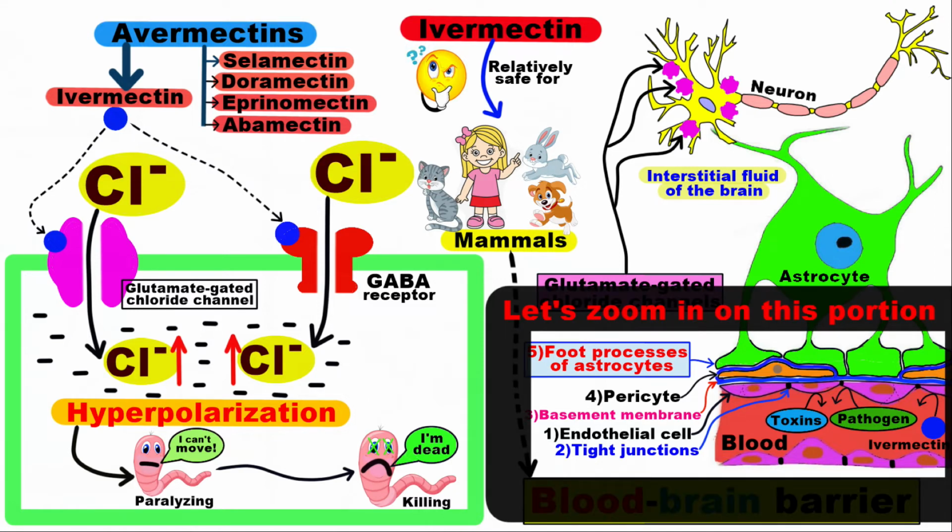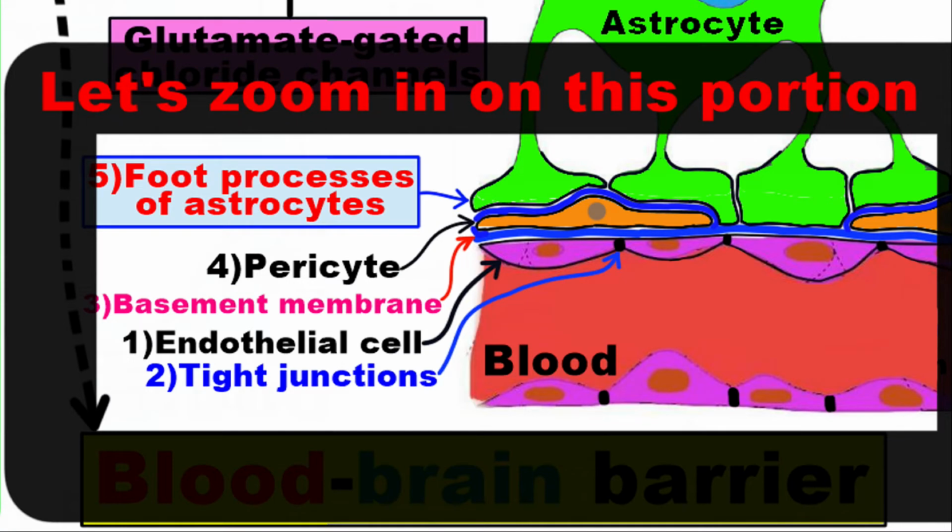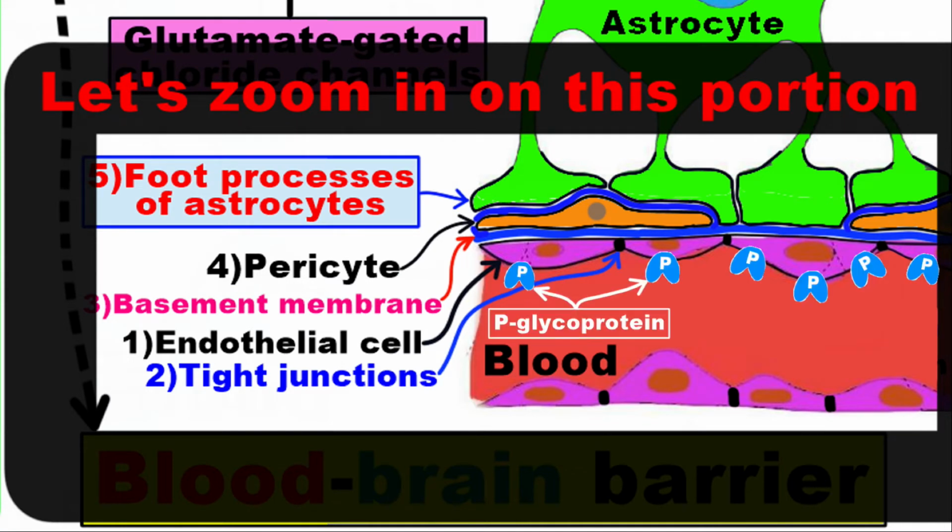Now, let's zoom in on this portion. Here you can see the P-glycoprotein located on the endothelial cells of the blood-brain barrier. The P-glycoprotein is one of the drug transporters that determine the uptake and efflux of a range of drugs. Ivermectin will get into the cell. The P-glycoprotein pumps chemicals and possible toxins from the cell.